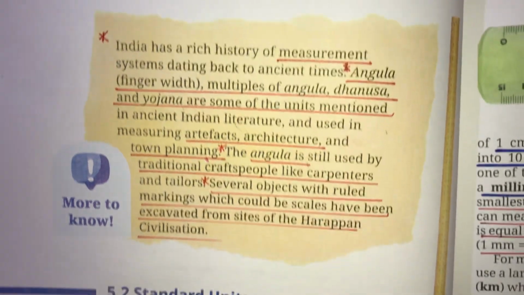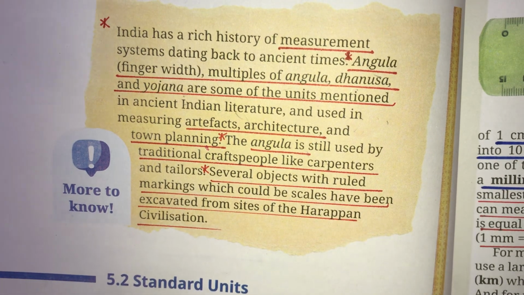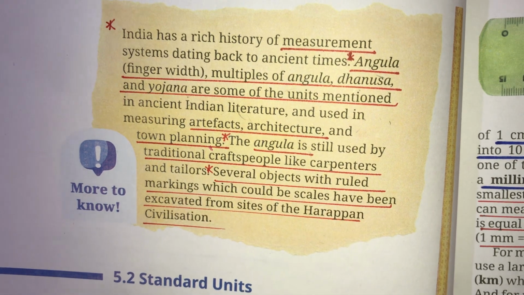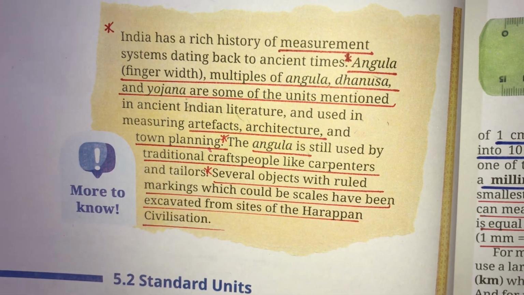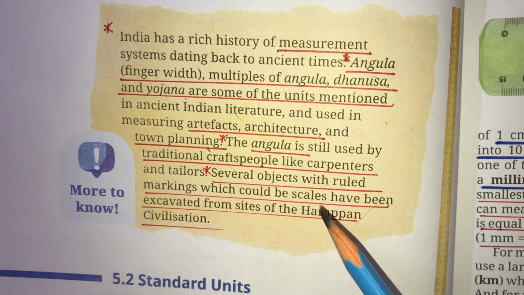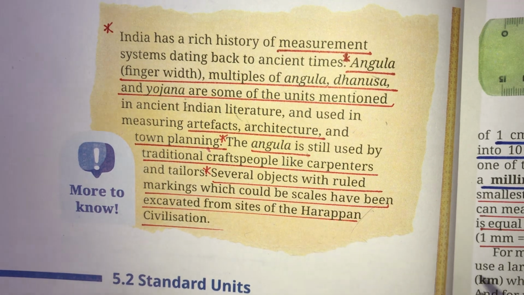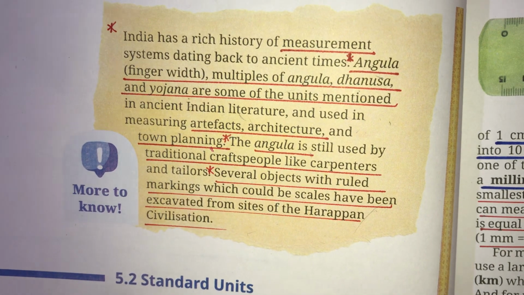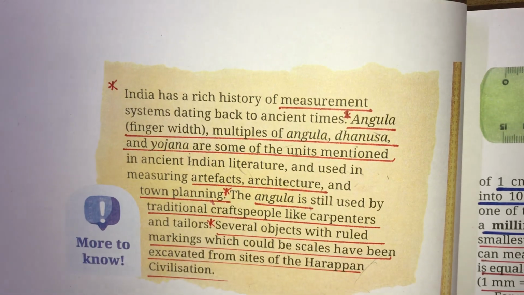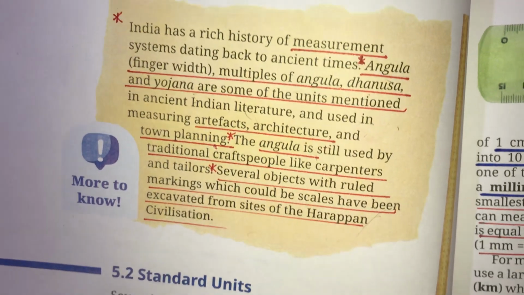The angula is still used by traditional craftsmen like carpenters and tailors. Several objects with ruled markings, which could have been used as scales, have been excavated from the sites of the Harappan civilization. A rule scale is a wooden scale used for measuring in earlier days. So these are the evidences of traditional measurement methods in the Indian system.